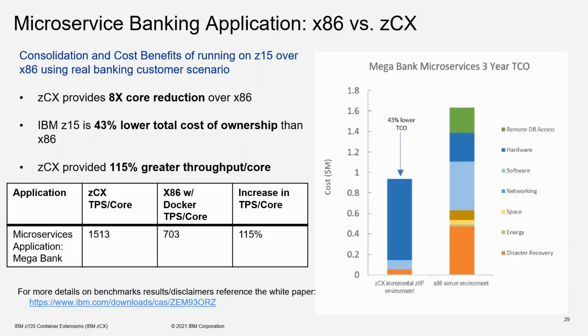They also found that the TCO was 43, and sometimes over 50%, lower total cost of ownership than x86. And they figured in every single aspect in terms of energy, space, networking, software, hardware, database, and even disaster recovery costs associated with that. And then zCX also provides 115% greater throughput per core. And so you can see that there were significant throughput benefits across the board. It's the amount of throughput, of course, using that low latency, high throughput connection of zCX same host that is really going to drive those numbers up tremendously.